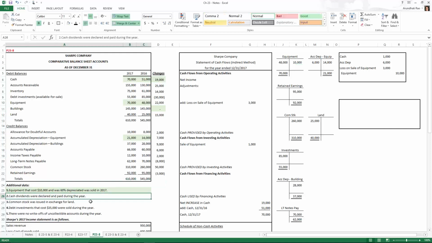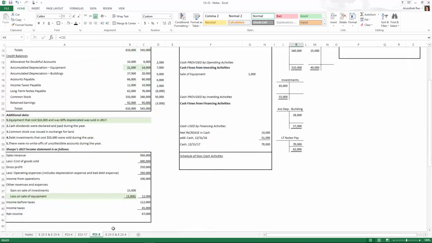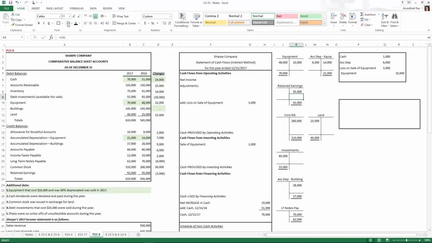Let's look at the next piece of information. Cash dividends were declared and paid during the year. For this, it's always the retained earnings account I need to look at. Retained earnings, beginning balance, plus net income. I'll get that information from my income statement. I add the net income. I subtract dividends to get the ending balance. So I know the beginning balance, I know the ending balance, I know net income. So I plug the dividends number at $70,000.